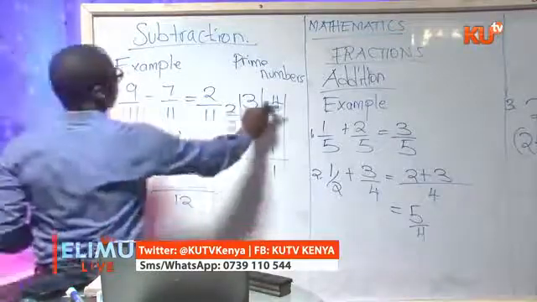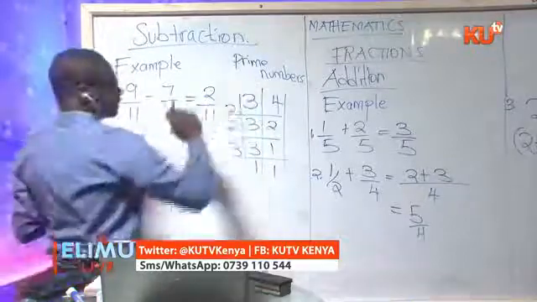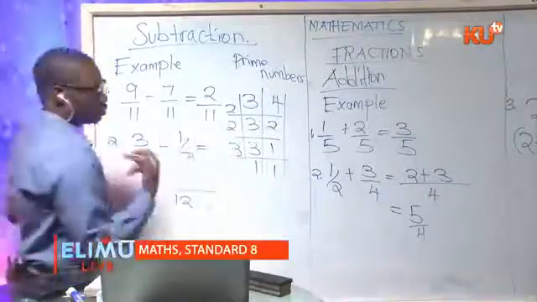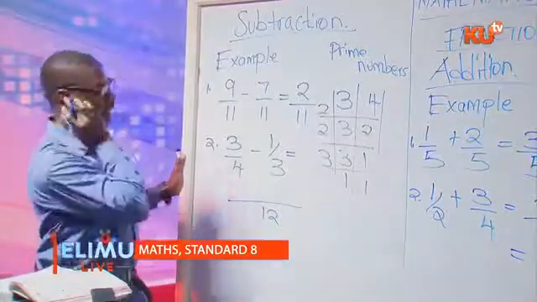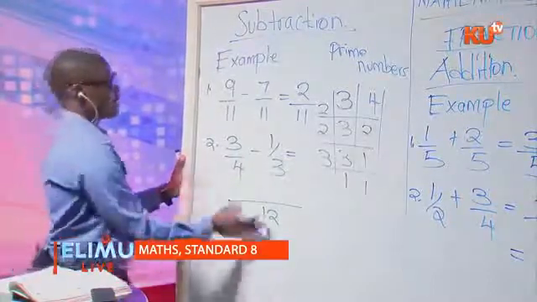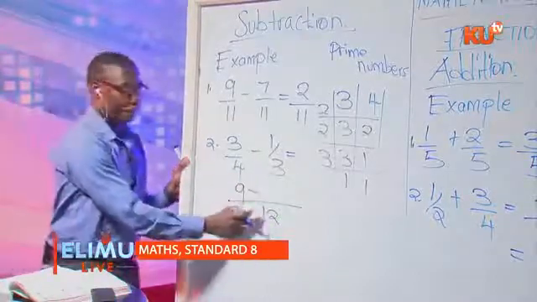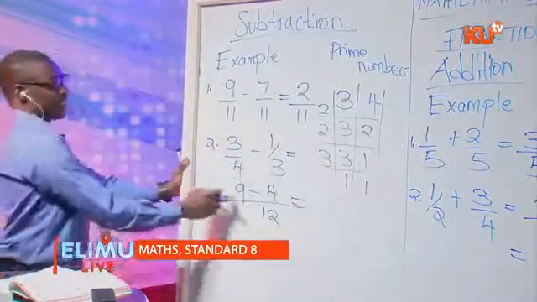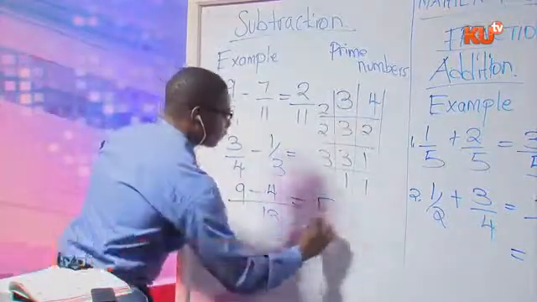Don't take 4 directly and say 4 into 4, 1, 3 into 3, 1. That is wrong. You use prime numbers and start with the smallest prime number, starting from 2. If we don't have any number that 2 can divide, you go to 3, then 5, 7, in that order of prime numbers. So 4 goes into 12 how many times? 3. 3 times 3, that's 9. Take away 3 into 12, that is 4. 4 times 1, that is 4. Then we take away 9 minus 4. 9 minus 4, that is 5 over 12.